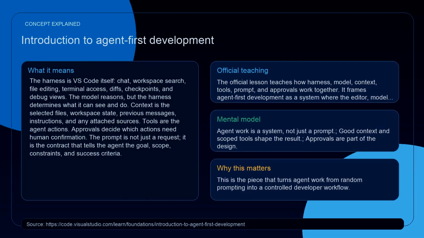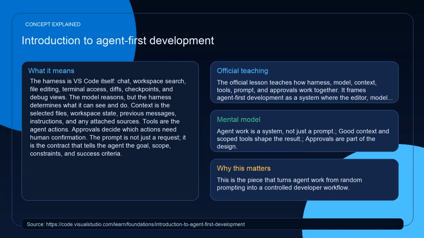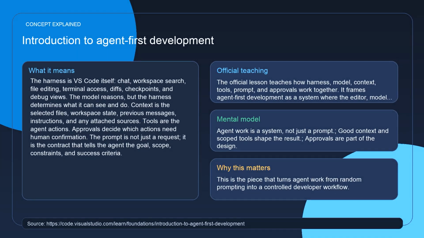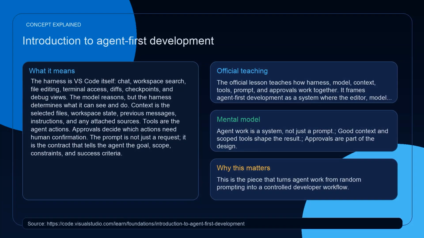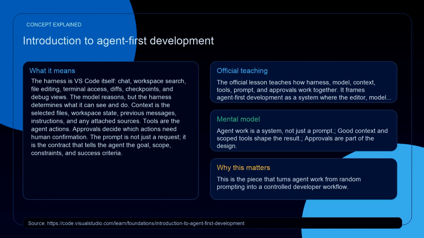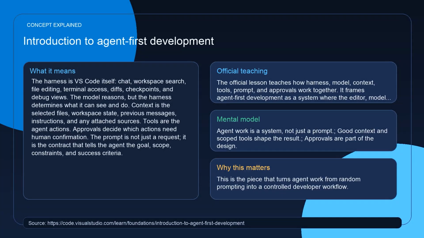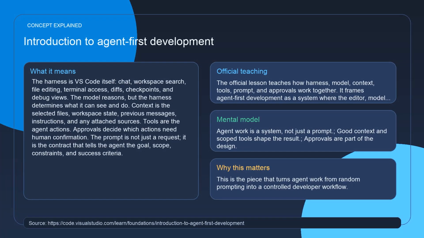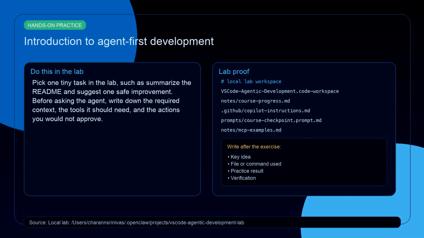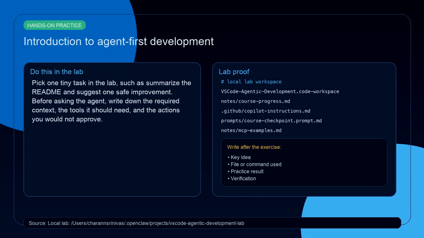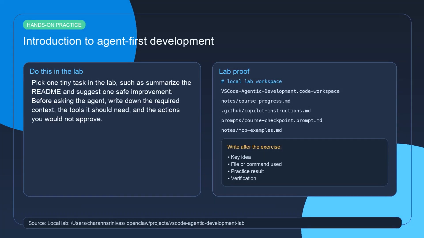Context is the selected files, workspace state, previous messages, instructions, and any attached sources. Tools are the agent actions. Approvals decide which actions need human confirmation. The prompt is not just a request. It is the contract that tells the agent the goal, scope, constraints, and success criteria.